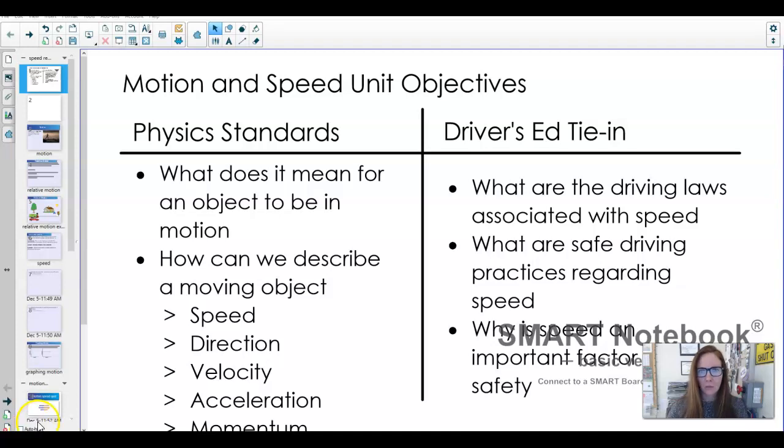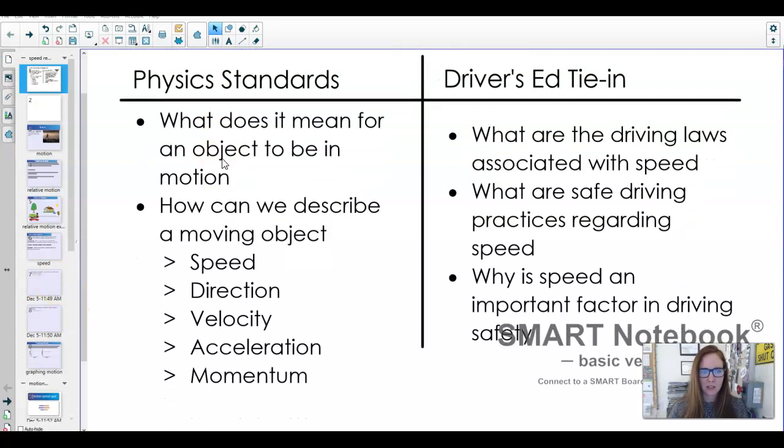Hi everyone, welcome back, and we are going to pick up where we left off with our Physics and Driver's Ed unit. For this next little mini unit, we are going to be looking at the following physics standards, and so we're going to be focusing on what it means for an object to be in motion. And then how can we describe an object in motion? So we're going to be looking at things like the speed of an object, the direction it's traveling, the velocity, the acceleration, and the momentum.